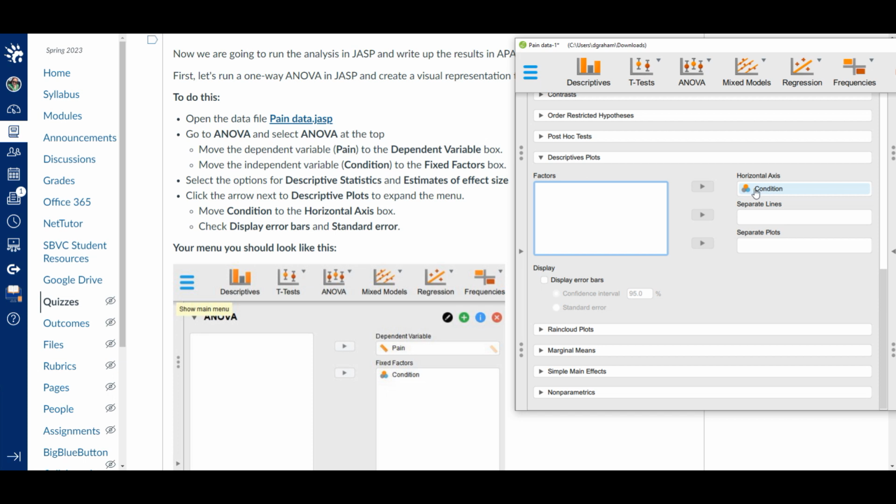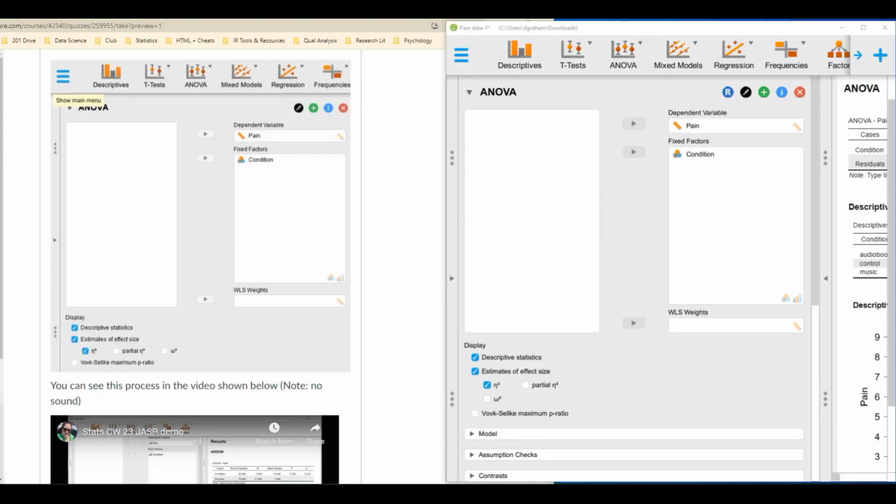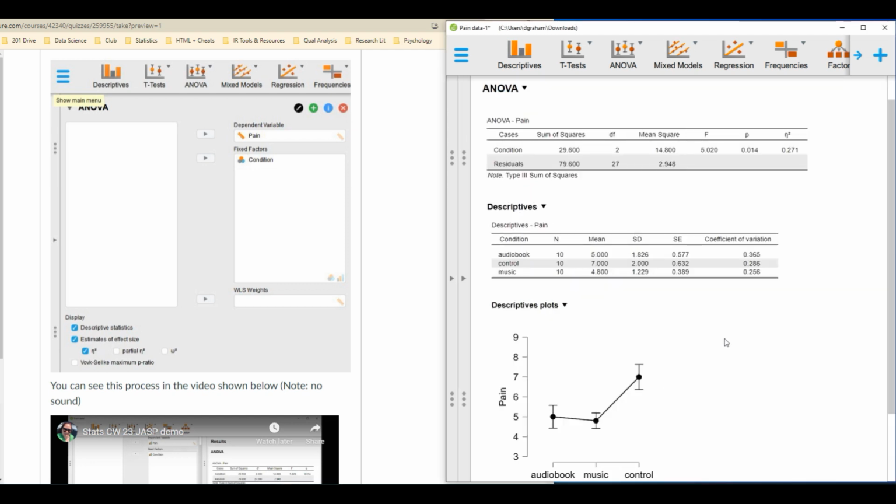conditions. It's also helpful to look at our error bars, and for different purposes, you may want to look at either your 95% confidence interval or your standard error. Both tell you useful information. In this case, we'll go ahead and display the standard error. Okay, so here's what our menu looks like, and let's take a look at our results.